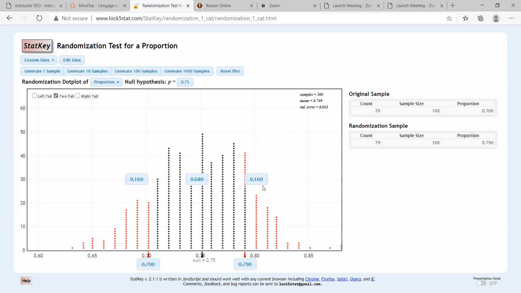Now, what if my alpha is 0.10? 10% level of significance, 10% probability of a type 1 error. Based on the decision rule, comparing the p-value and alpha, can you tell me in this case whether you reject or do not reject the null hypothesis?